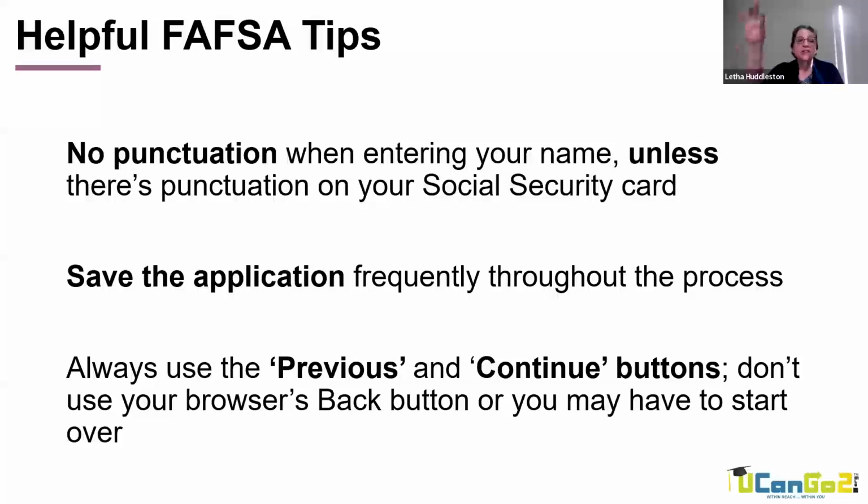Make sure to save the application frequently. There's a little save button at the top of the screen that they can use multiple times to make sure they don't lose anything with a glitch. And then you always want to use the previous and continue buttons that are going to appear at the bottom of each page of the FAFSA. If you use your browser's back button up in the top of your screen, that could kick a student completely or a parent completely out of the application, and they may have to restart it.